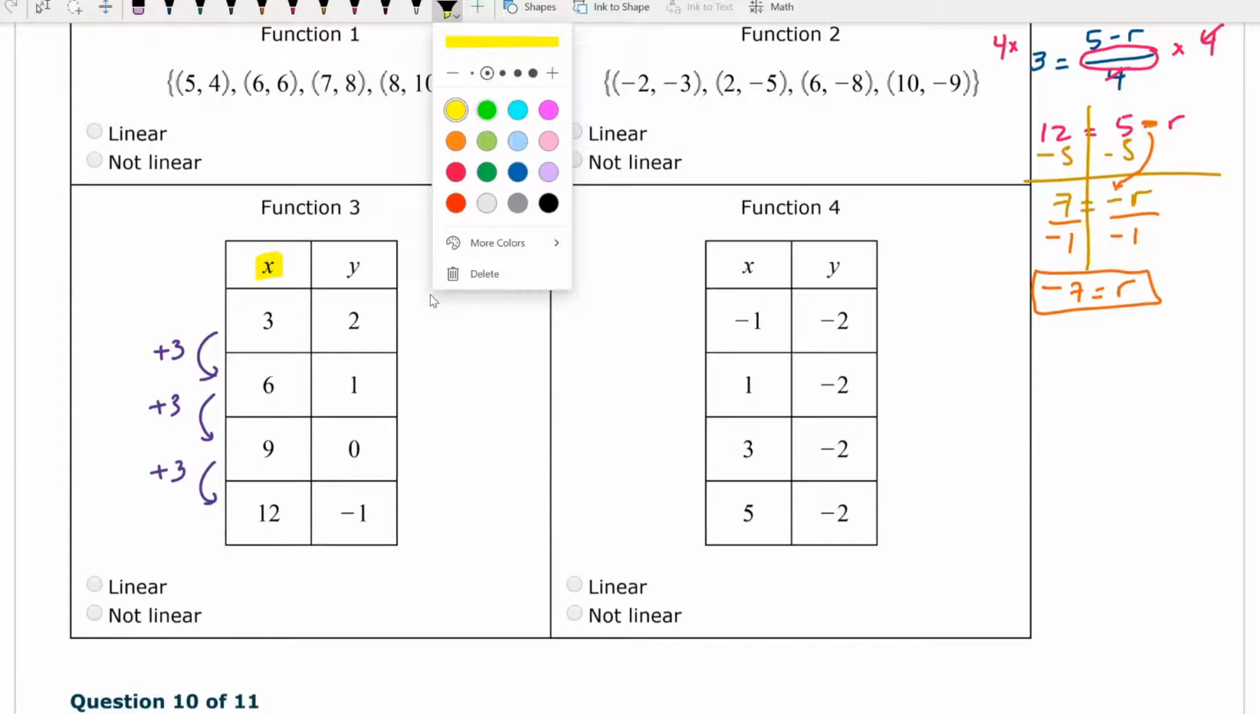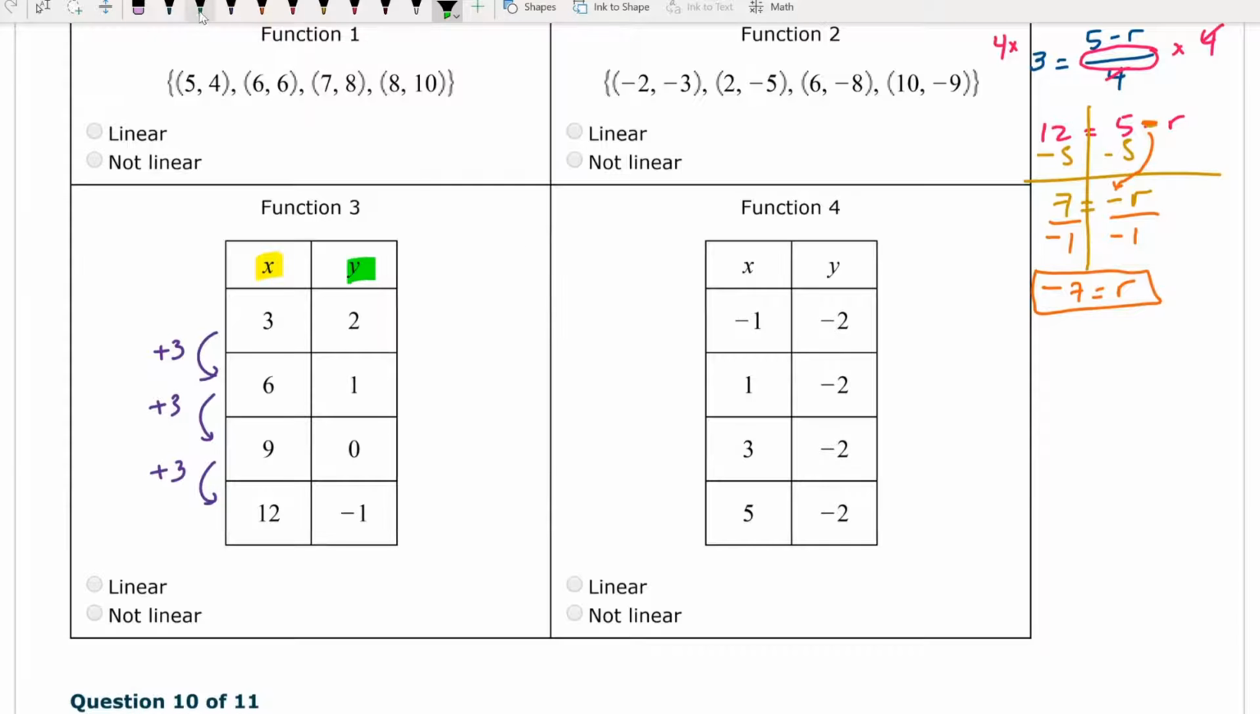We're going to do the same on the y value. 2 to 1, we minus 1. 1 to 0, we minus 1. 0 to -1, we minus 1. So since it's increasing and decreasing consistently by the same number, it is a linear equation because they follow the same pattern of rise over run to make a straight line.